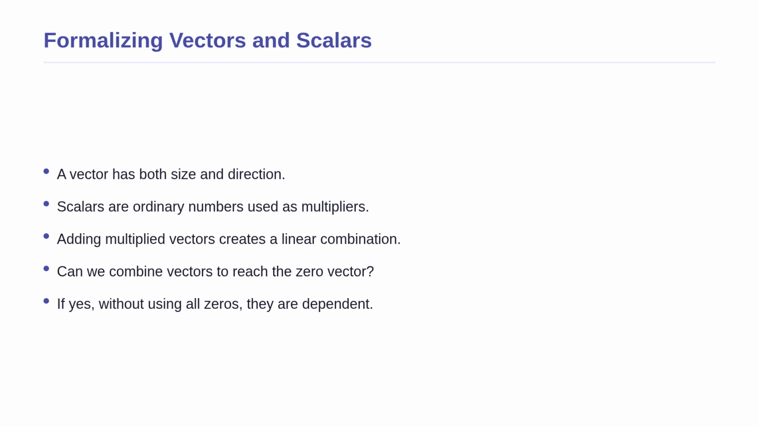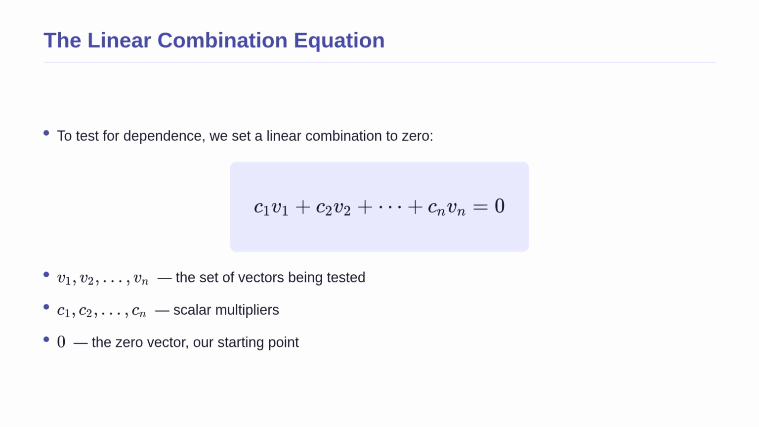The formal definition of linear dependence asks a very simple question. Can we combine these vectors to get back to our exact starting point, the zero vector, without just multiplying everything by zero? If we can, it means at least one vector is secretly just a mix of the others, making the set dependent. This brings us to the fundamental equation used to test for redundancy.